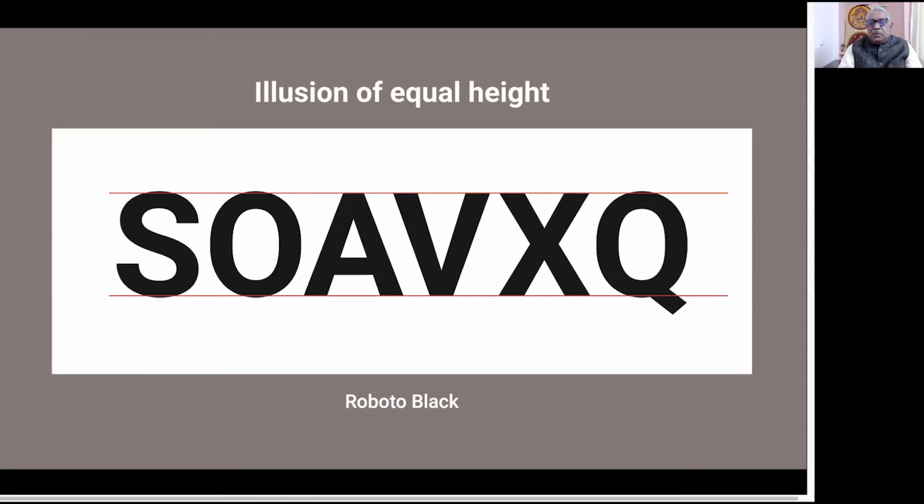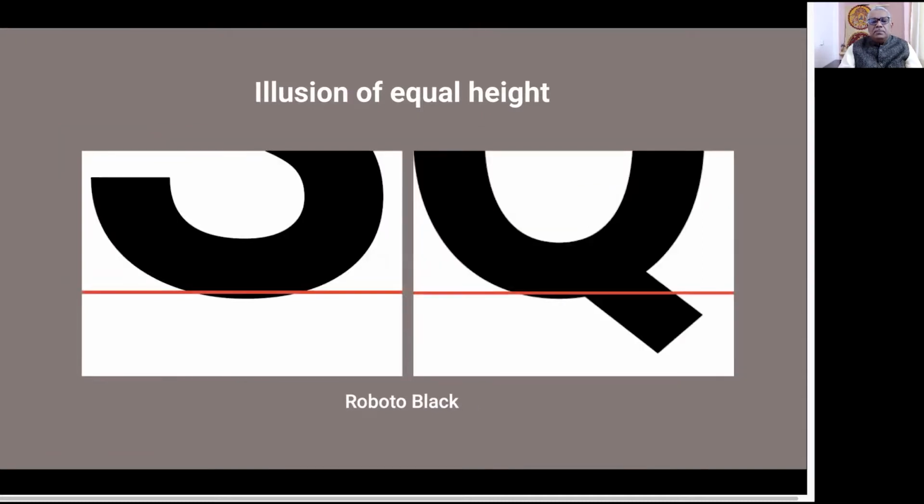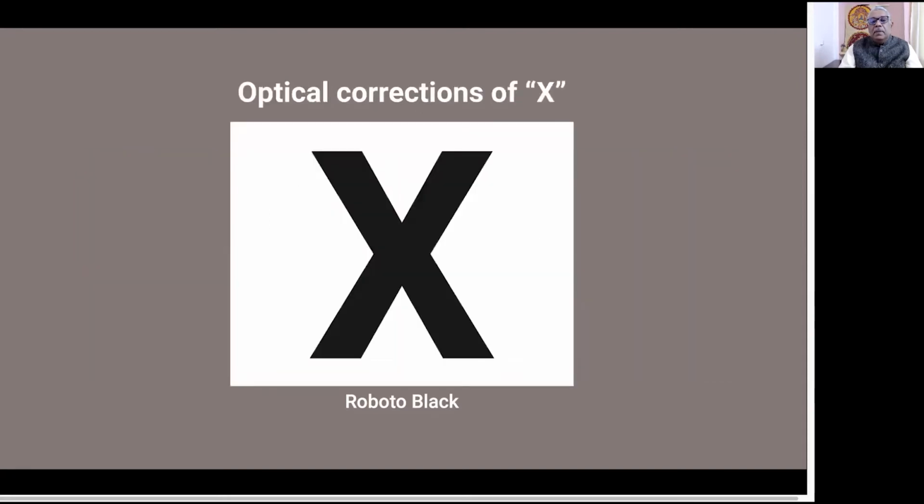So this applies to almost all the languages, all the scripts. It is a conscious decision, and this is also taught to the font designer: to create this kind of overshoots to compensate for the optical illusion. So it is a conscious decision taken by designers.